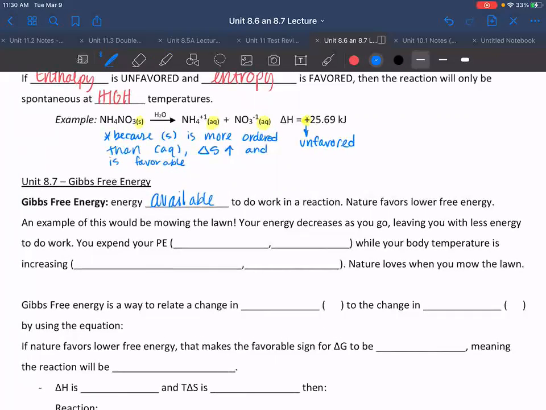So this is in a system, kind of the energy that's hanging around out there after things are going on. Nature really likes when there's low free energy, so when the energy has a place to be. An example of this would be, let's say you guys are mowing the lawn. As you're going along, you are starting to decrease your energy, leaving you with less and less to do work. This is because you're expending your potential energy that you've stored. So if you are decreasing in potential energy, what type of reaction? Exothermic. This is favored.